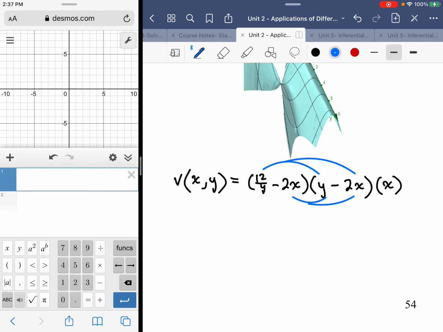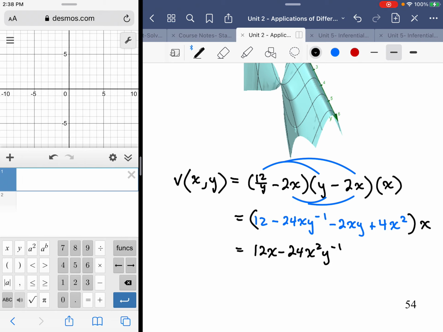All right, so we're looking at 12 over y times y is 12. The outers would be, well, it's not going to be pretty, but I'm going to write it as minus 24xy to the negative first, minus 2xy plus 4x squared, and the whole thing is multiplied by x. So we're looking at 12x minus 24x squared y to the negative first minus 2x squared y plus 4x cubed.